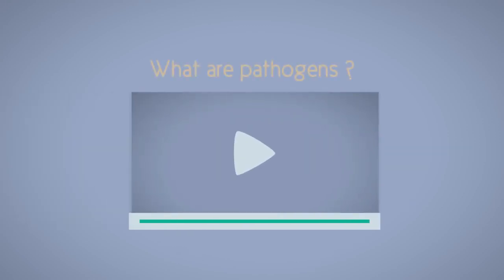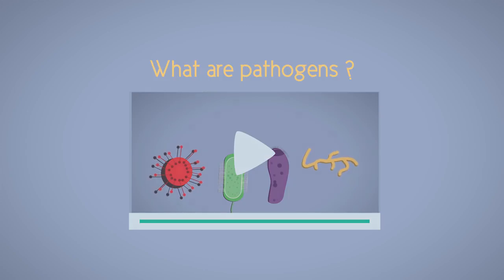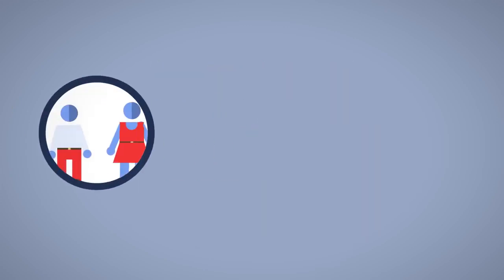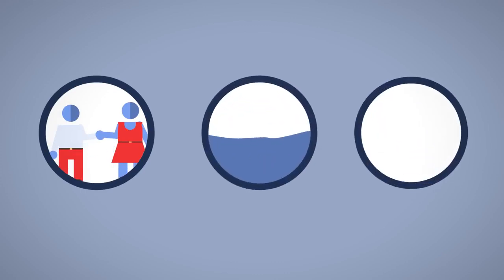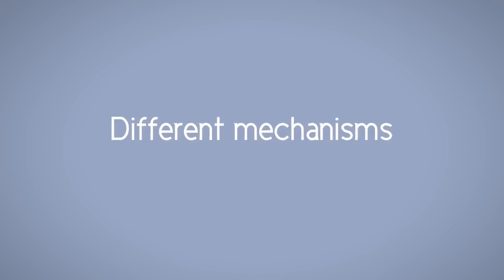In the first part of this video, you should already know that pathogens are disease-causing microorganisms. So how are pathogens spread? They can spread in many ways: by direct contact, by water, or by air. Different pathogens are spread by different mechanisms.